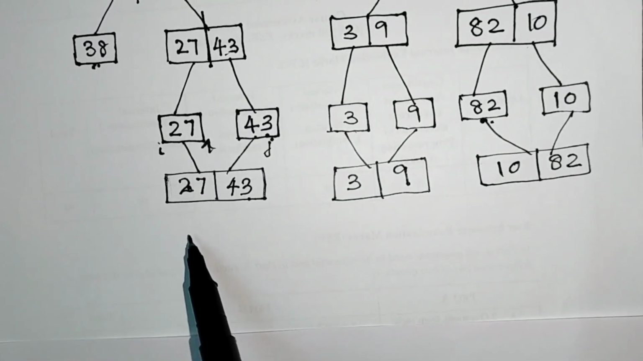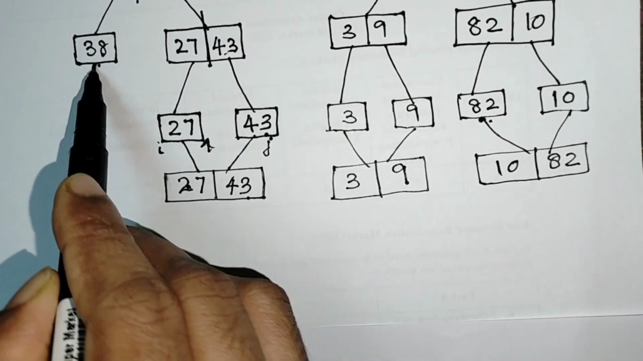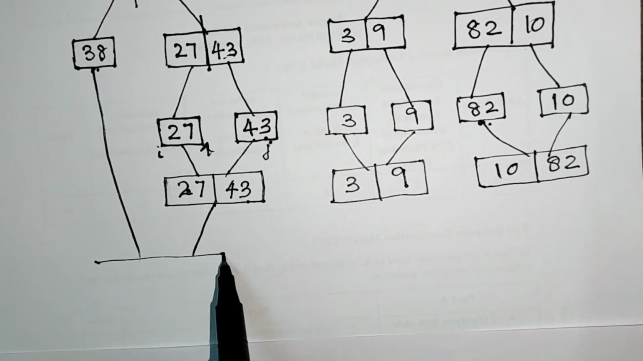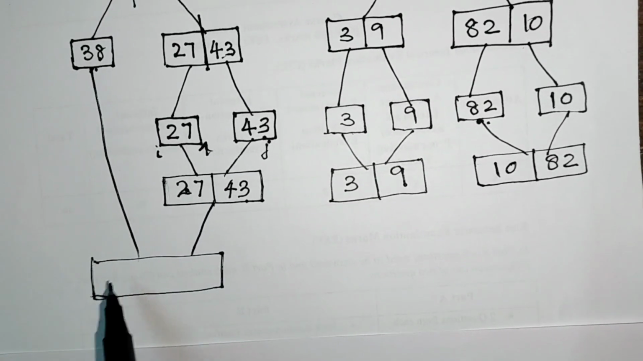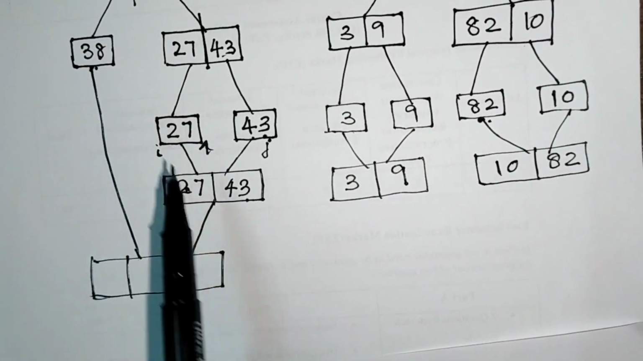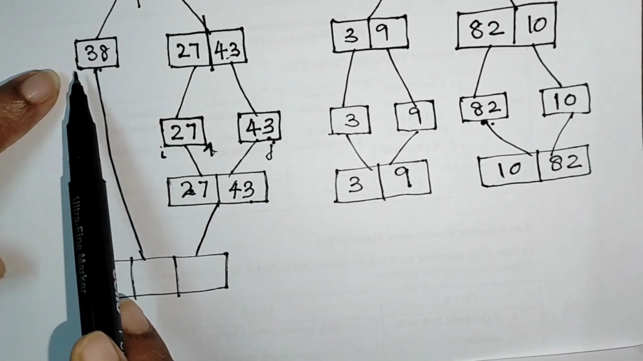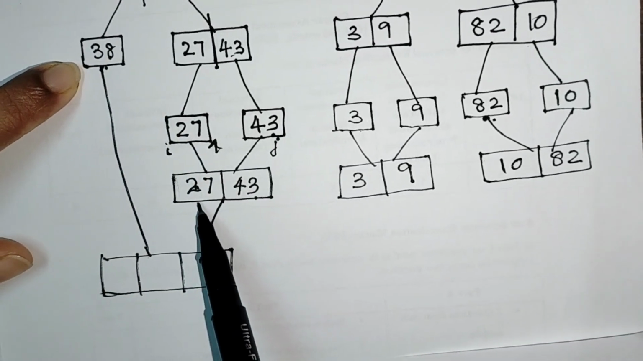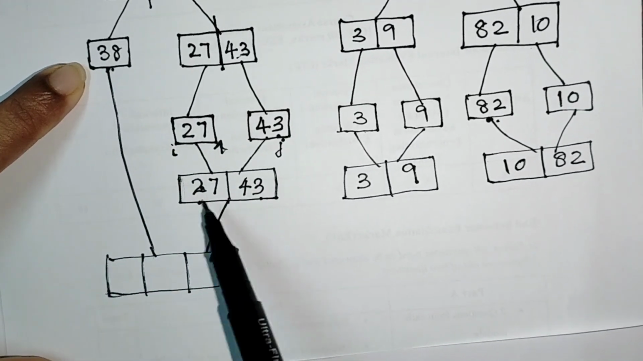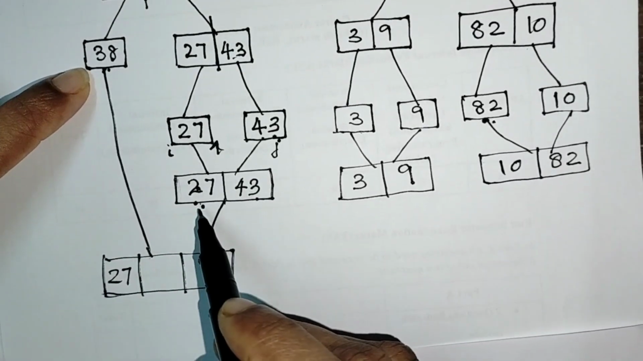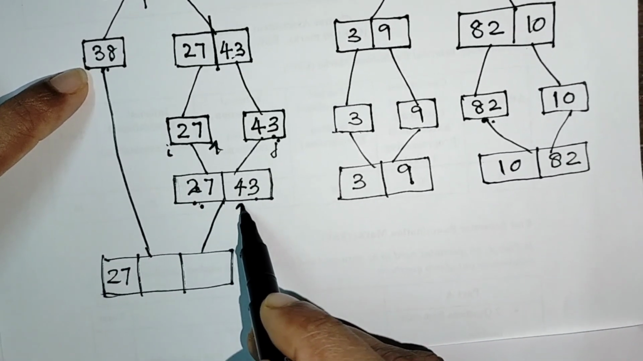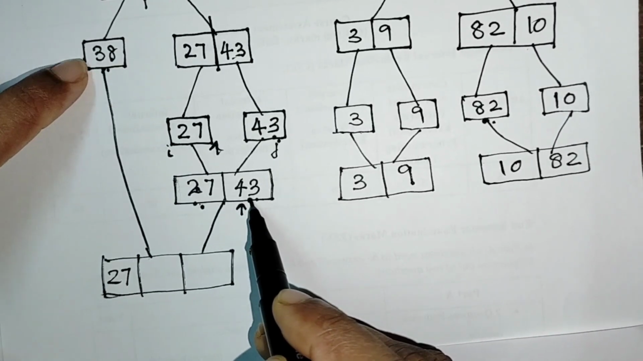Next we are going to combine these two elements, that is 32 and this array. We are going to create a new array which has 3 elements. How do we compare this? We compare the first element of this array and the first element of this array, which is 27. Here 27 is the lesser element, so we write 27 first and then we increment the index of this array to this position. Now we compare 43 and 38.